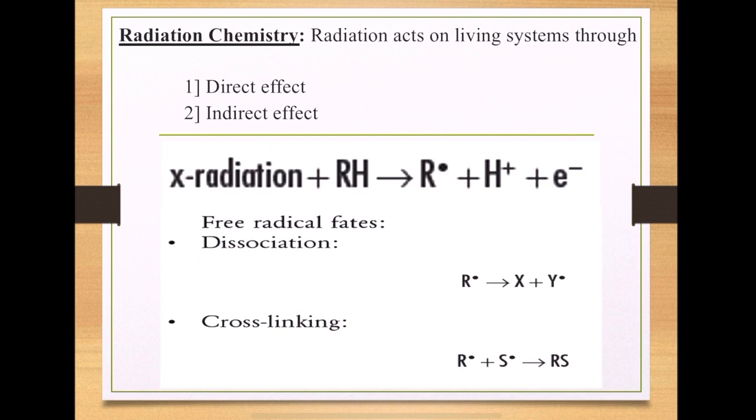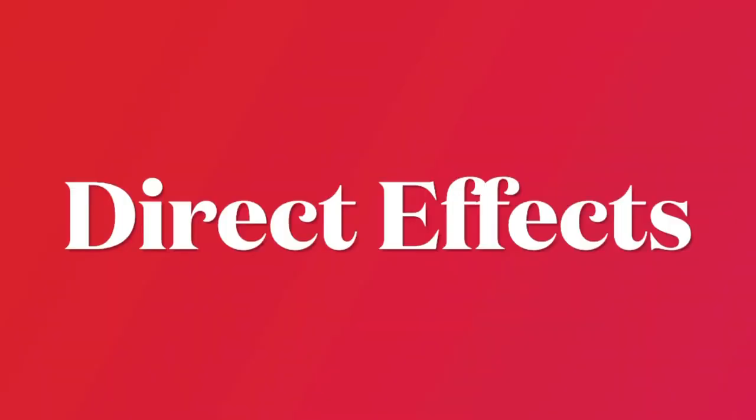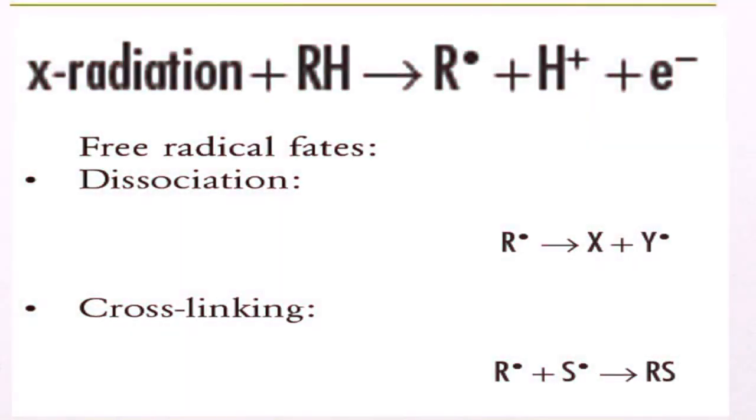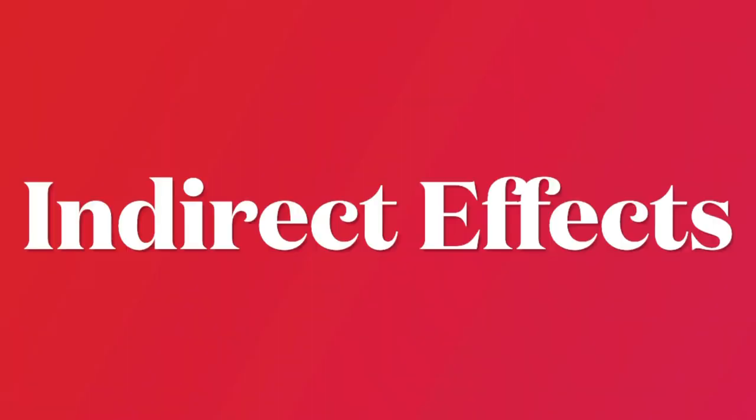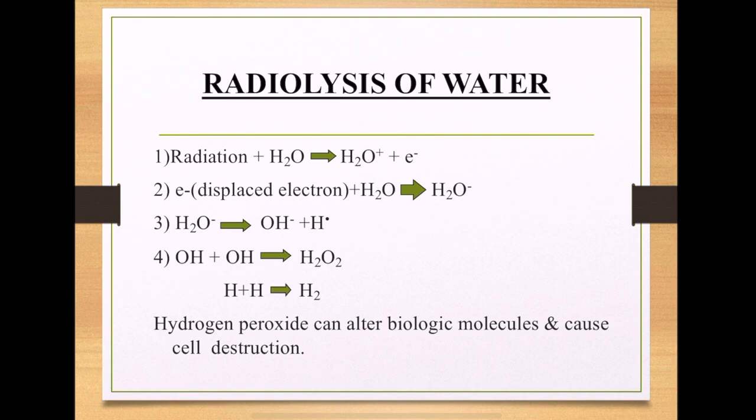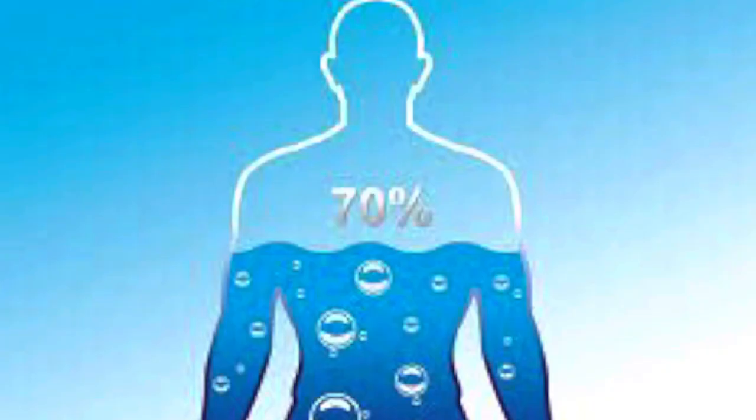So when you see the chemistry of this radiation, it can act on the living systems either directly on the body or indirectly. Direct effect is nothing but when the radiation strikes on the biological macromolecules of your body and there is a release of free radicals, then the effect is called as direct effect. The indirect effect of radiation happens predominantly by radiolysis of water. This is based on the concept that 70% of body weight is composed of water.